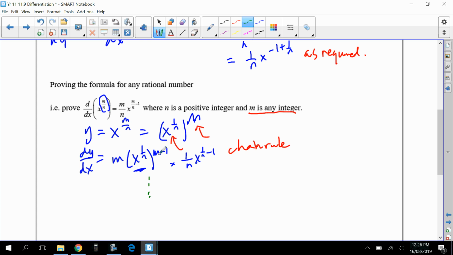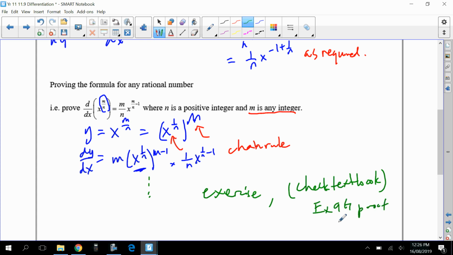I'll leave it as an exercise to you. And if you want to know the complete working, check the textbook. And I think it is in the exercise. Which exercise would that be? The exercise when we do the rational values, rational fractional indices, 9G. Check the textbook exercise 9G. There's a proof in that section, and you should be able to get that, just using index law.